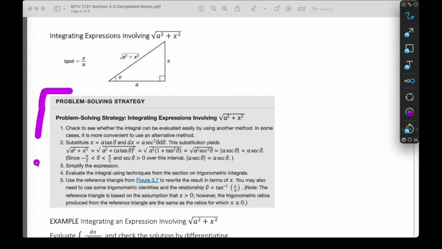And then this is the problem solving strategy that I copied out of the book if you'd like to use it as a reference.